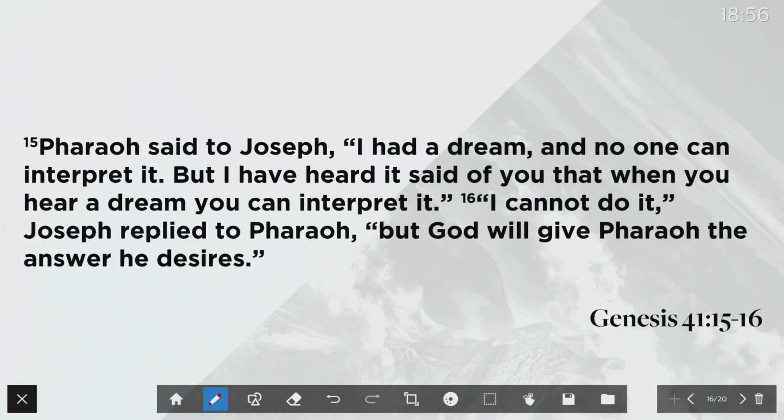Pharaoh says to Joseph, I had a dream and no one can interpret it, but I've heard it said of you that when you hear a dream, you can interpret it. But then he gives this weird response. Well, I can't do it. Well, then what are you doing here, man? Why did I get you out of prison? But then he replies, but God will give Pharaoh the answer he desires.